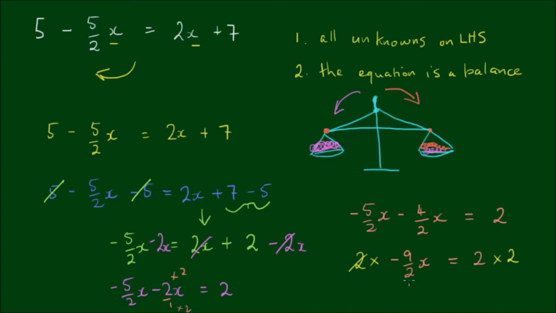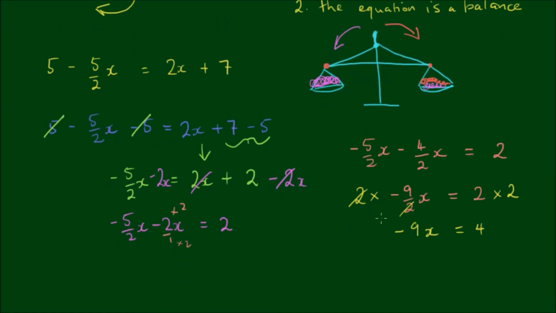So the 2 on the top cancels with the 2 on the bottom. That leaves us with negative 9x is equal to 4. Finally, we want to get rid of this negative 9 on the left-hand side. So we can divide the left-hand side by negative 9, and we must then divide by negative 9 on the right-hand side.